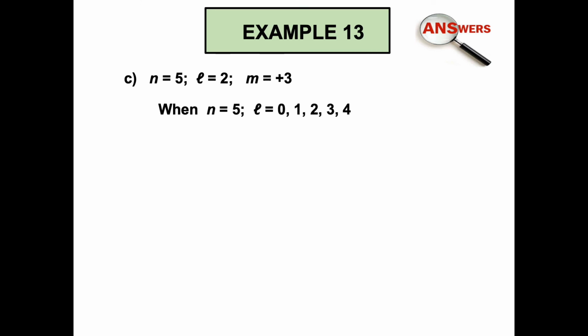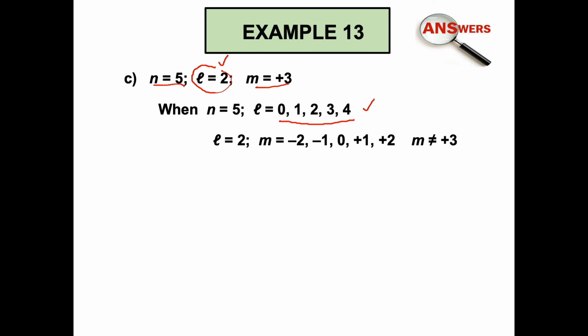So let's see the last example for this particular question. So for part C, the combination given is N equal to 5, L equal to 2, and M equal to +3. Again, same thing, we need to try and work it out to check whether this combination is allowed or not. So you know that when N is equal to 5, L must be equal to 0, 1, 2, 3, 4 only. So the given value of L equal to 2 is correct because it's within this range. So let's check for the value of M. So you know that when L is equal to 2, M values must be from -2 to +2 only. So the given value of M equal to +3 is incorrect because it is out of this range. That means the combination is not allowed.